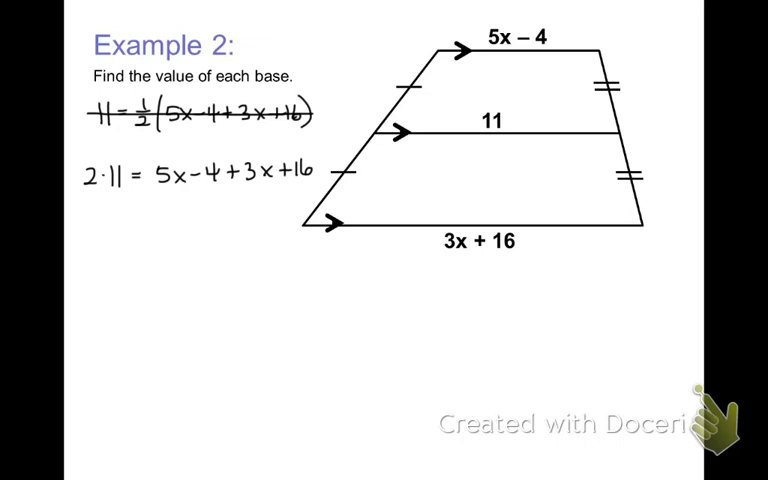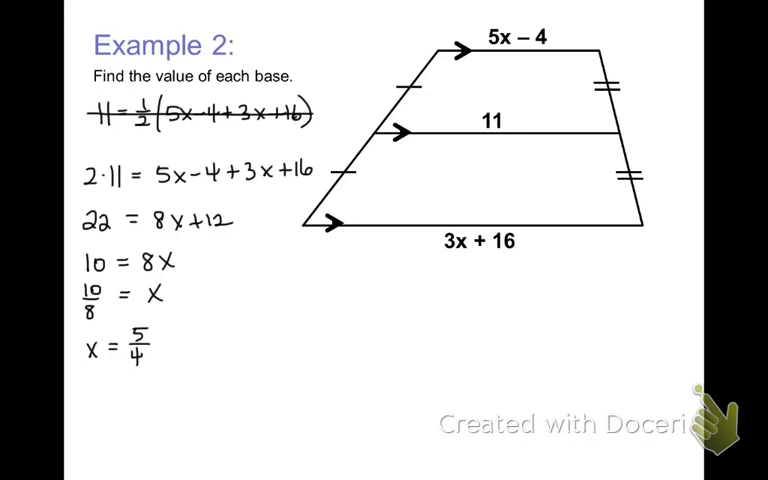So this ends up being 22 equals 5x plus 3x is 8x, 16 minus 4 is 12. Subtract the 12, we get 10 equals 8x. Divide by 8, and yes, you do get a fraction. That's okay. We do want to simplify this fraction, so what is that simplified? 1 and 2/8. Let's leave it as an improper fraction. 5/4, yep.